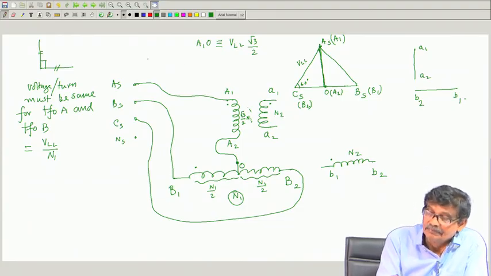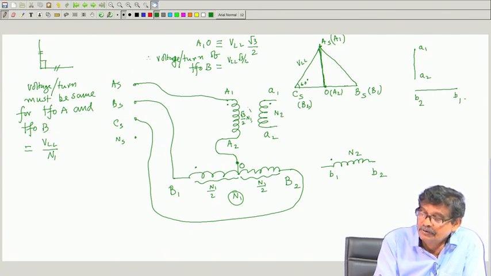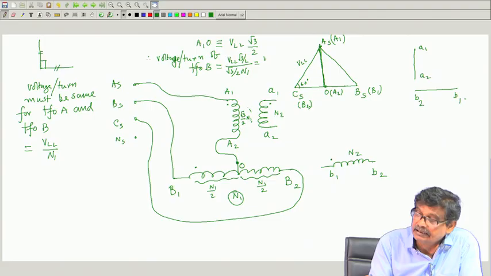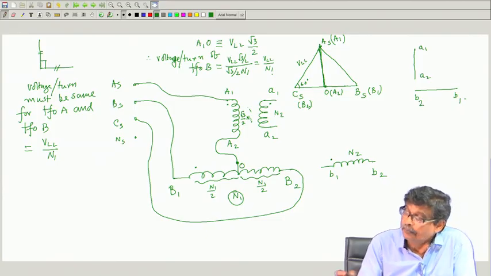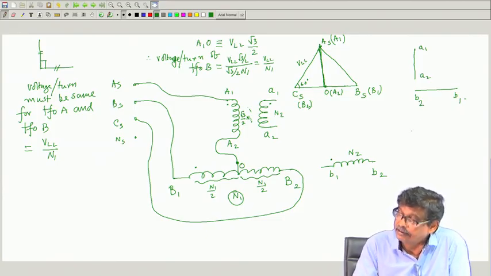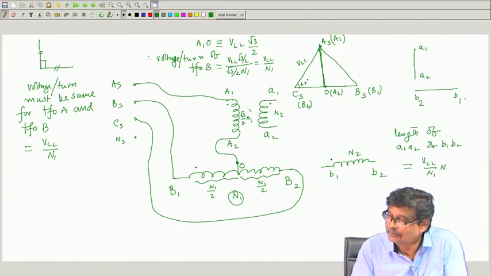Then I will write, you see, the voltage per turn of transformer B must be VLL root 3 by 2 divided by root 3 by 2 into N1, and that will tell me this is VLL by N1 for transformer B. Therefore, the length of this phasor, the length of A1 A2 and B1 B2, will be VLL by N1 into N2, they will be the same.